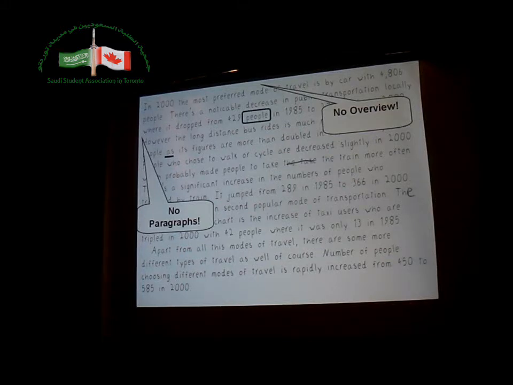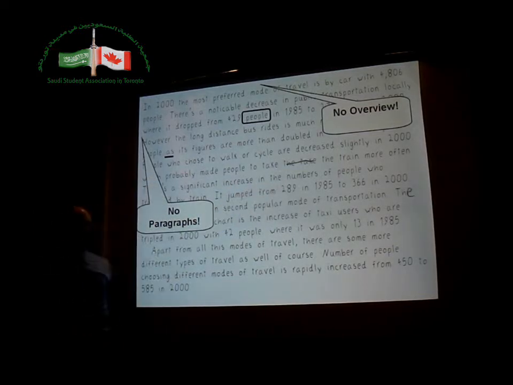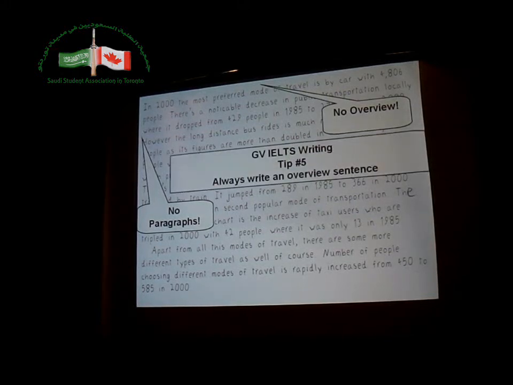And the essay loses a lot of points because of this one word, people. So notice this. There's a noticeable decrease in public transportation where it dropped from 429 people to blah, blah, blah. A significant increase in the numbers of people who blah, blah, blah. We'll get back to that word people in a minute.